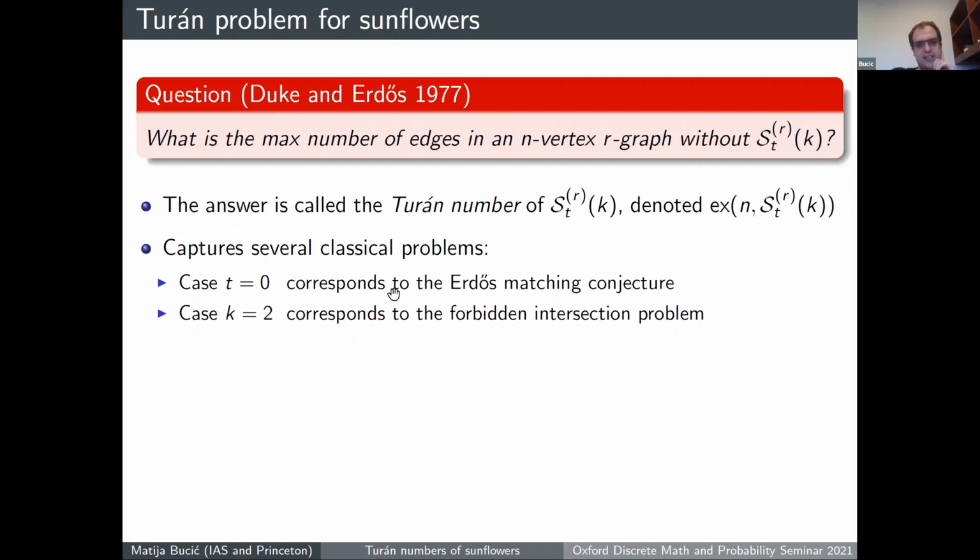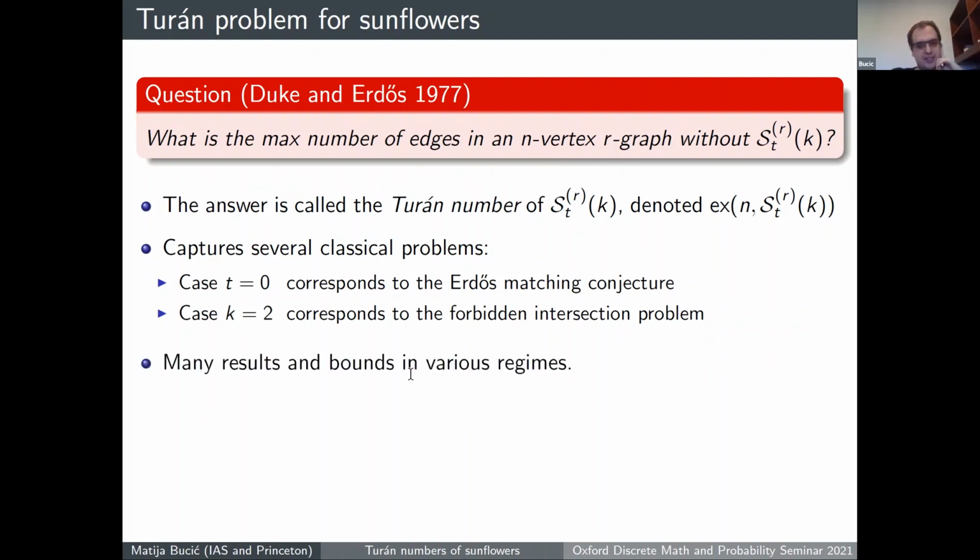Another very interesting special case is if we plug in k equals 2, so then we are forbidding 2 sets which have an intersection of size t. That means we are looking for a family in which no 2 sets have an intersection of size t. This is usually called the forbidden intersection problem, usually attributed to Frankl and Wilson, since their algebraic arguments first solved it. And this specific problem has found applications to quite differing areas, such as discrete geometry, computational complexity, and even quantum computing.